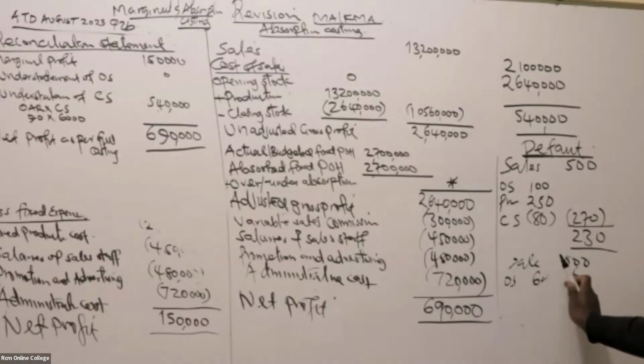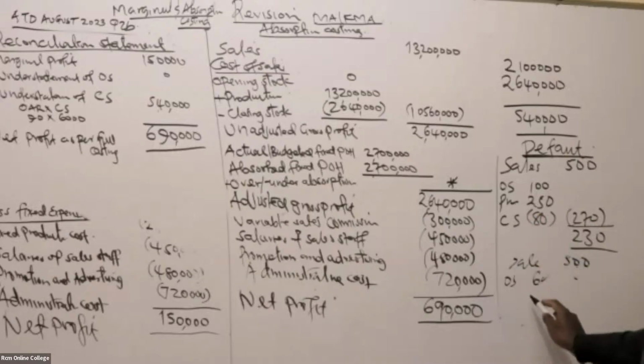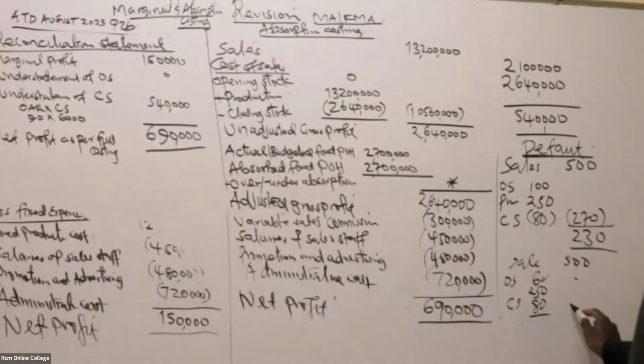Opening stock, you are now having 60, right? Then production is still 250, and the closing stock is still constant. So 60 plus 250, that will be 310. 310 minus 80, that will be 230, right? That will give us 230.